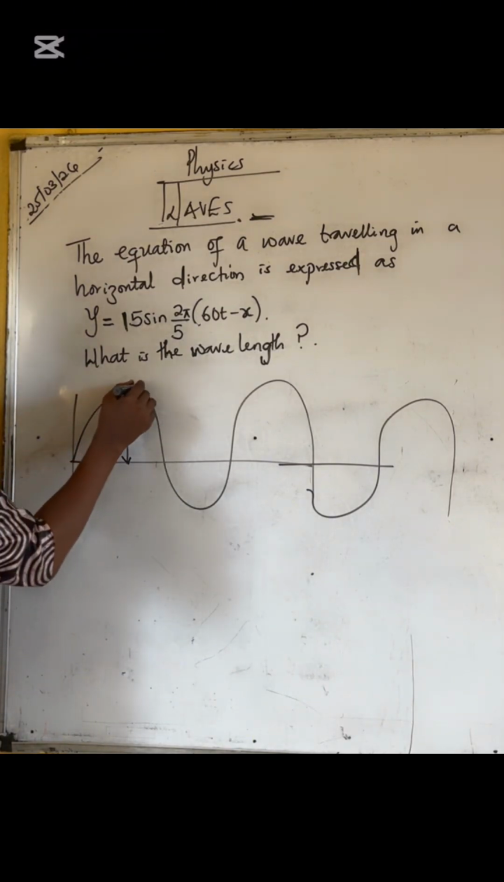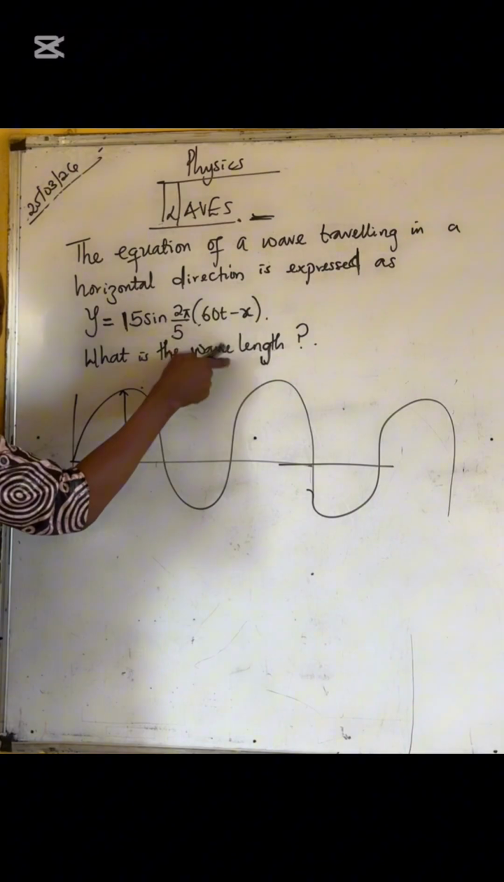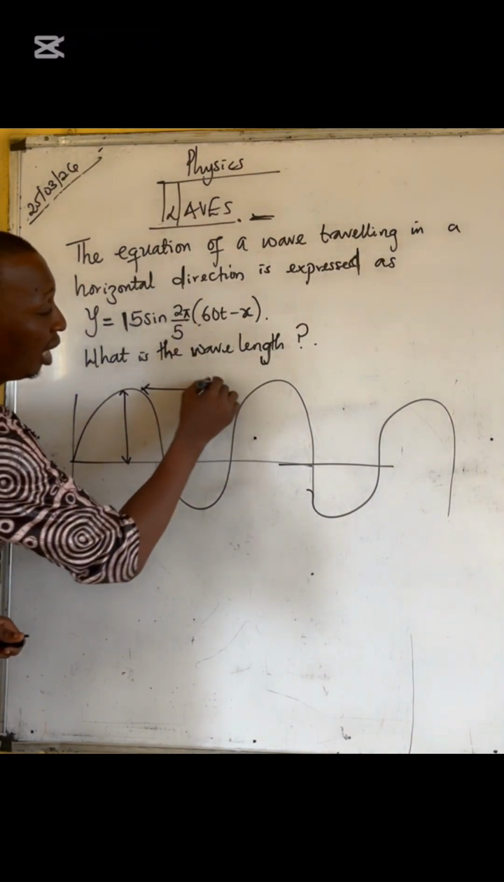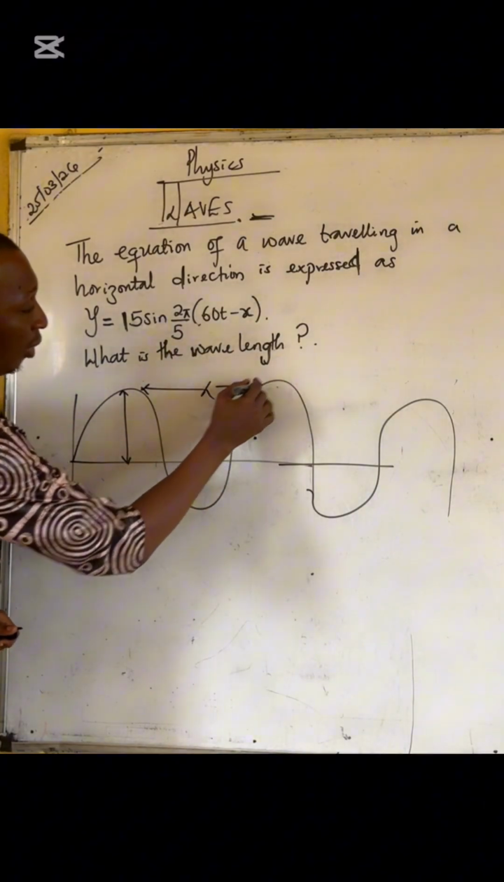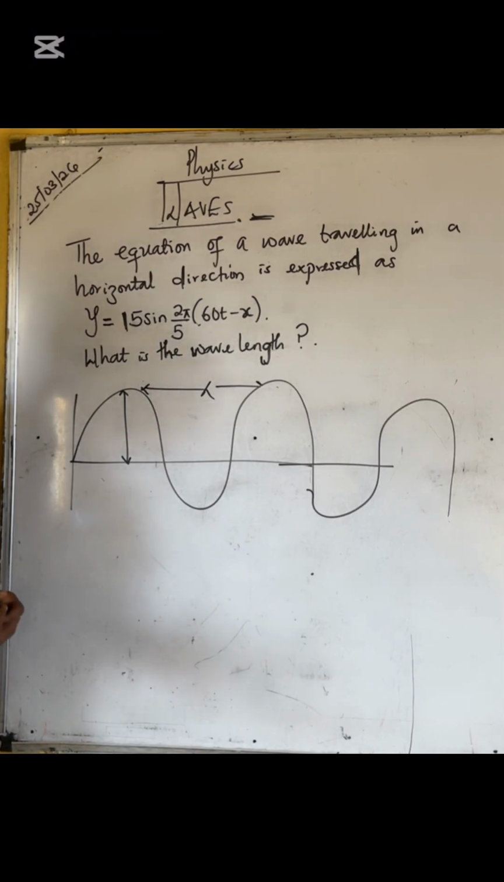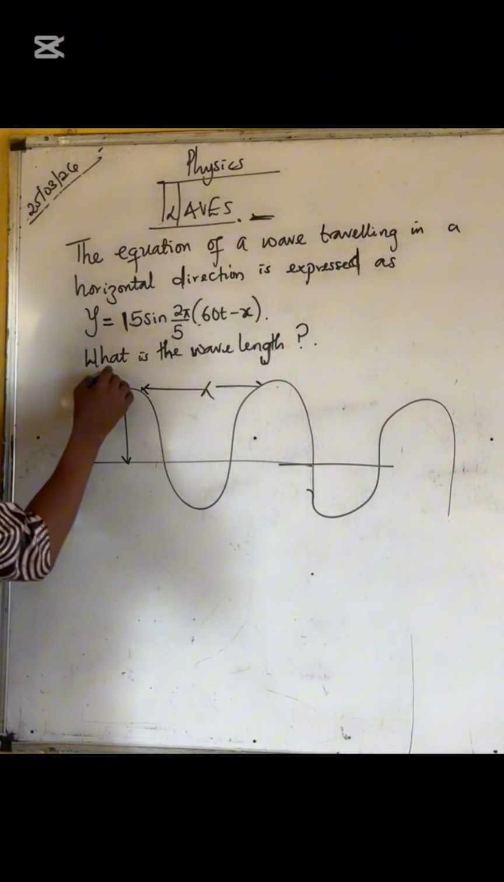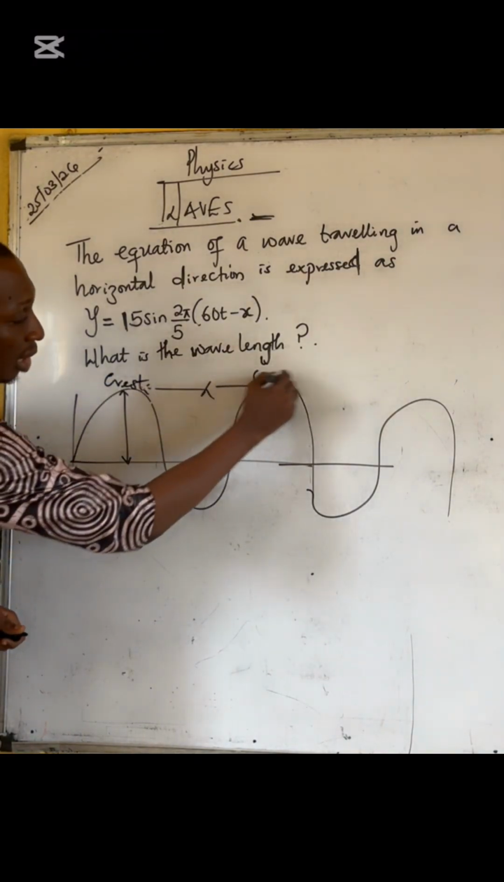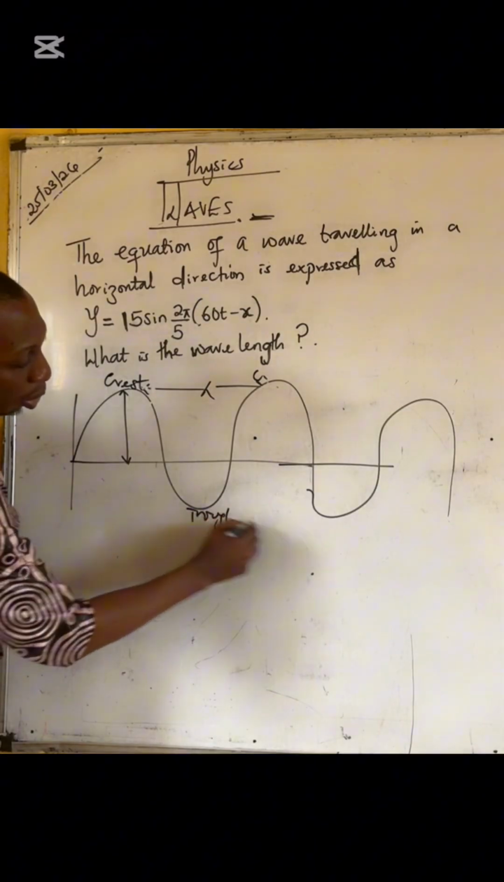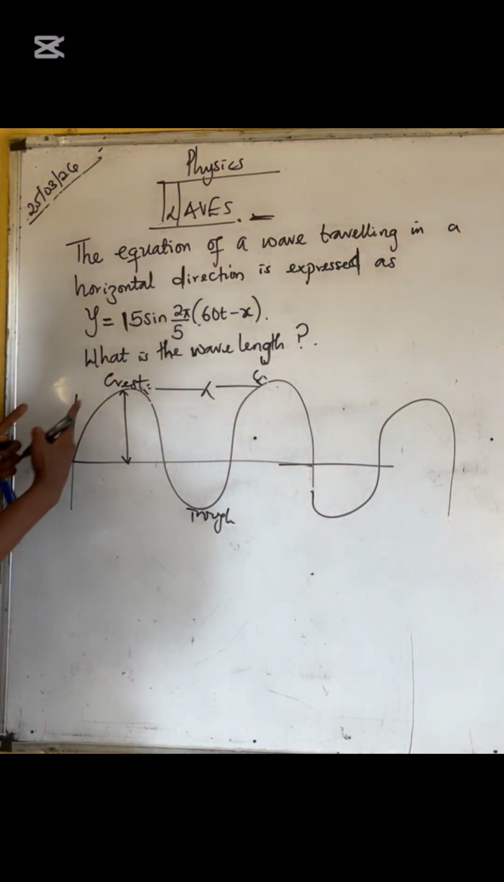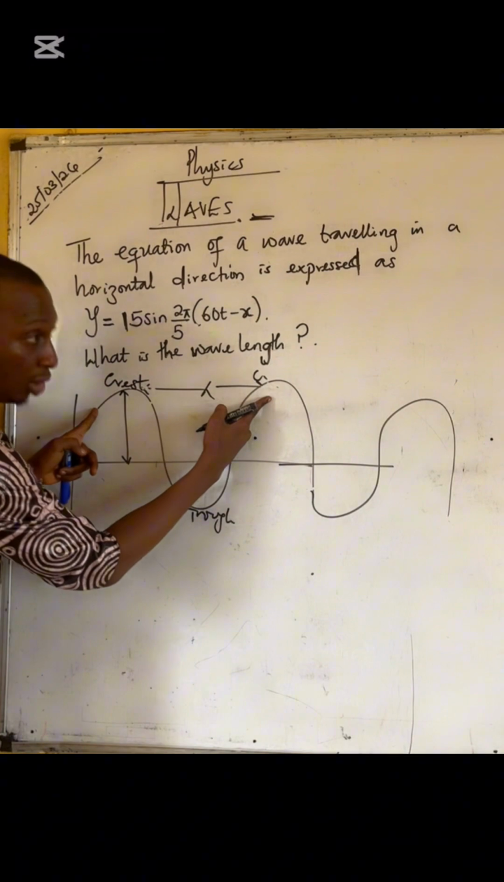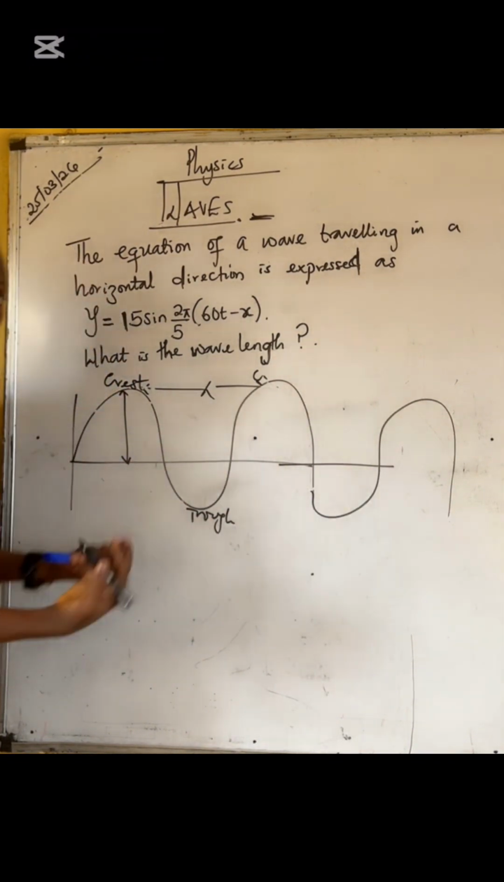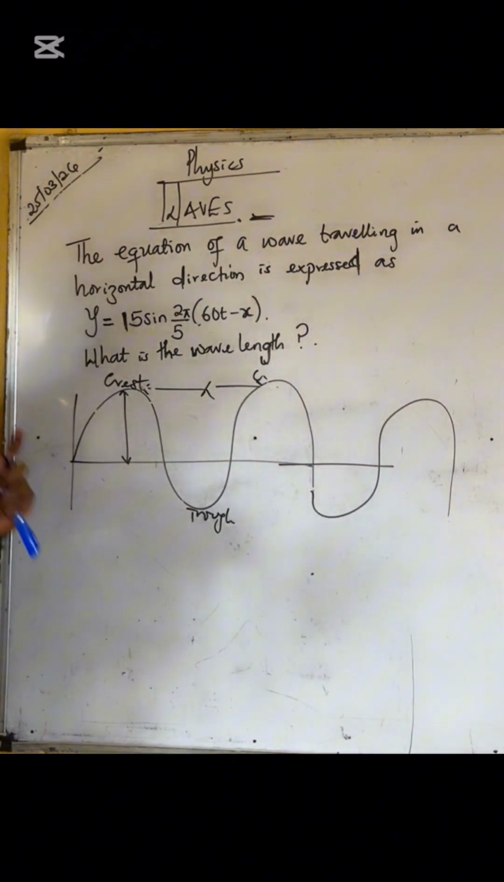Another term is wavelength. This is the particular thing they ask me to find. Wavelength is the distance between successive crests or troughs. This thing here is called a crest. These ones here are called troughs. So the distance between two crests or two troughs is called wavelength. That's not where I'm going to.